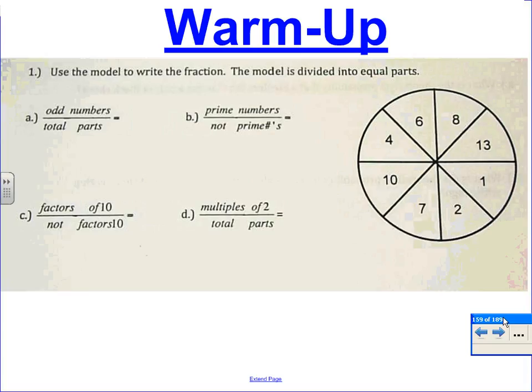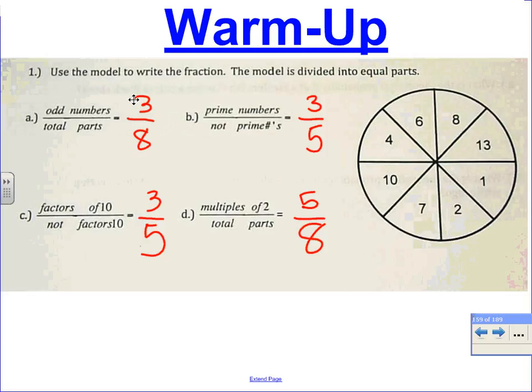So with the warm-up and homework, we're going to kind of review what we did yesterday. All right, starting with the warm-up. 1A, Adam, what'd you get? Good. Charles, 1B. Nope. 3/5. Annalise, 1C. Good. Jeremy, 1D. Good job.